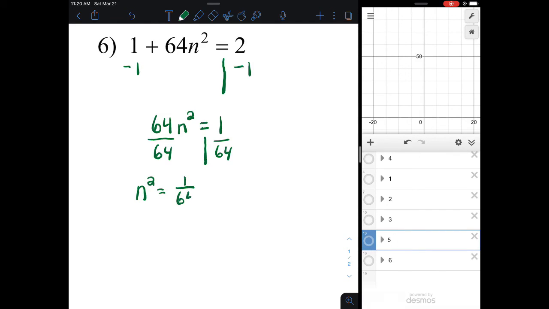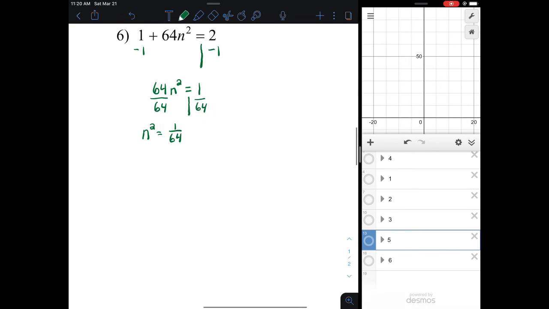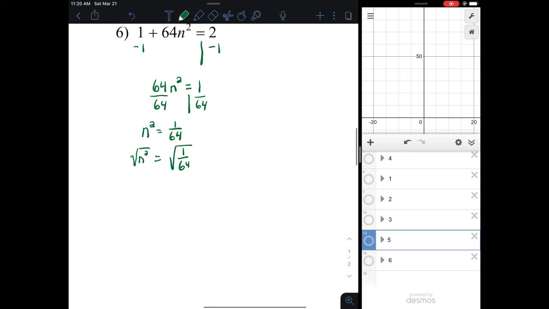Now, my process from here does not change. I still would want to take the square root of both sides. And so, I'll give myself a little bit more room. I'm going to take the square root of both sides. So the square root of n squared is equal to the square root of 1 over 64. Which, the square root of n squared is the absolute value of n. The square root of 1 over 64.